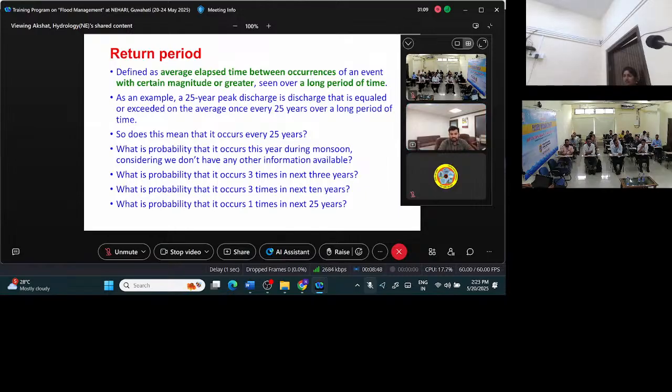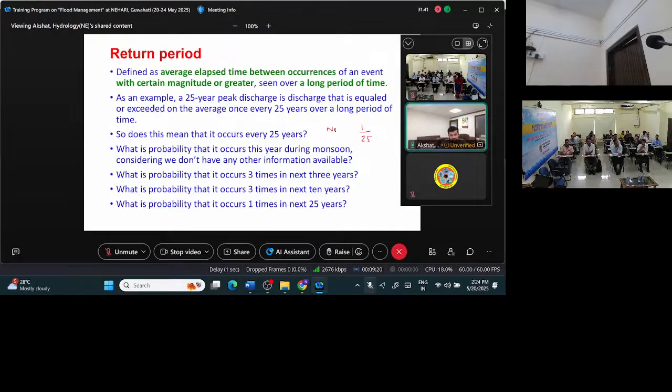So, does that mean the 25-year return period flood occurs once in 25 years? The answer is no. It may occur more than that. So, for that, we need to find the probability. What is the probability that the 25-year return period flood occurs in 1 year, the first year? The answer would be 1 by 25.